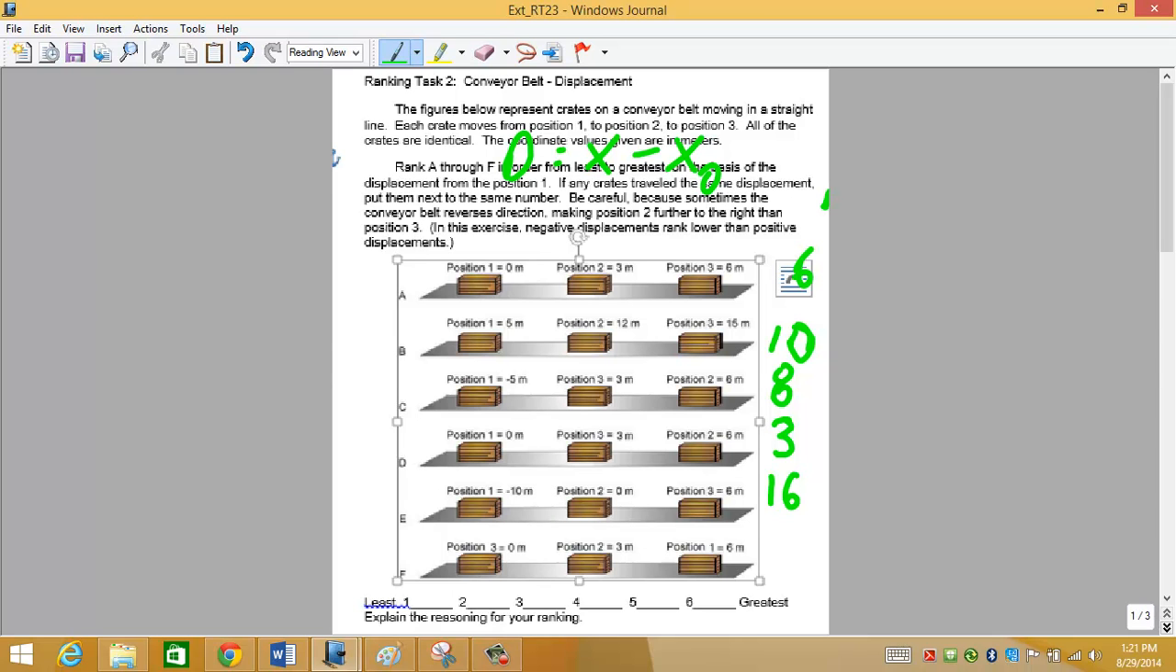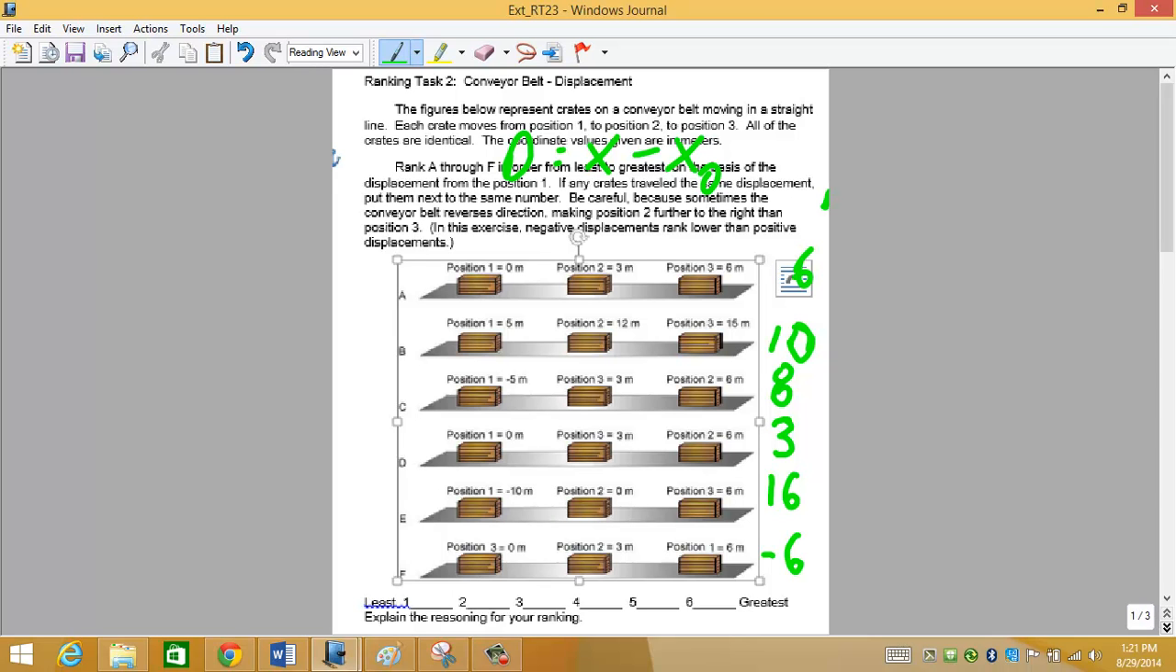Now check out F. Notice where I wind up. I wind up at position 0. I have to subtract then my initial position, which was positive 6. 0 minus positive 6 is negative 6. So unlike the last question where A and F were the same, A and F are not the same here because we're talking about displacement. And even though we traveled the same distance, they were in different directions, and therefore they are different displacements.